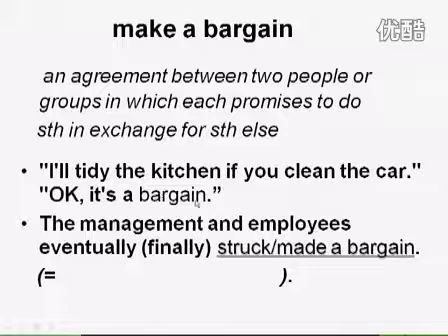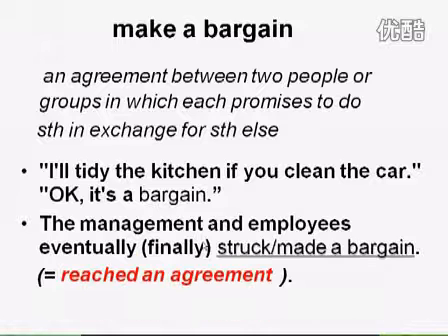It's a deal. It's a bargain. The management and employees eventually, here eventually means finally, made a bargain or struck a bargain. 达成协议 right? So here, make a bargain means reach an agreement. 达成一致，达成协议。Okay, now let's move on.